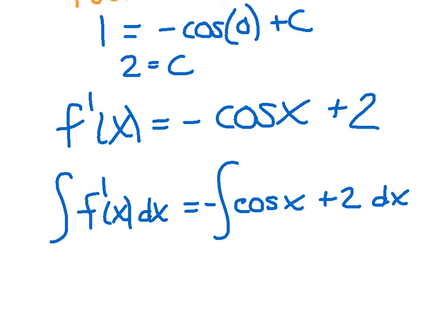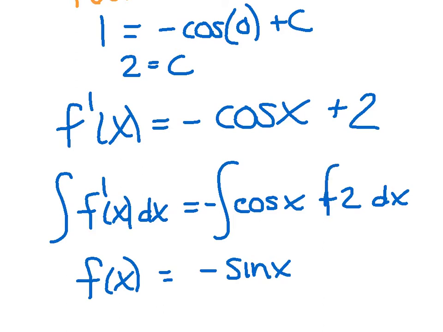When I integrate f prime, that comes from f of x. And who do I take the derivative of to get cosine? Hopefully you've said sine, and I have that negative in front. I'm going to separate my integral there with the plus sign, because when I pulled that negative out, I wasn't pulling it out of the whole thing. So I'm going to get a plus 2x plus c.